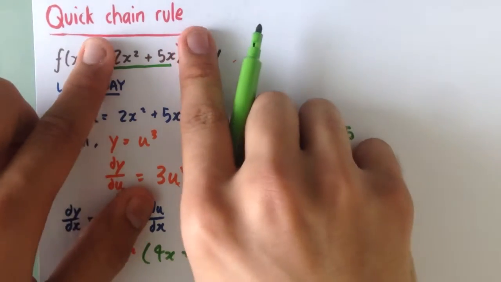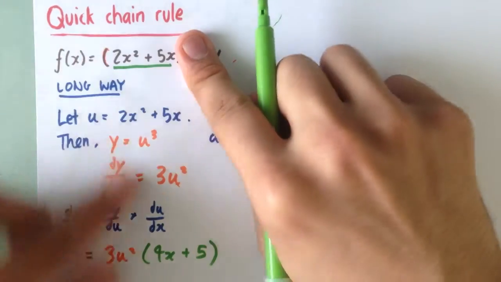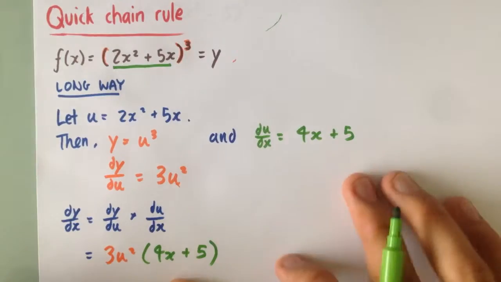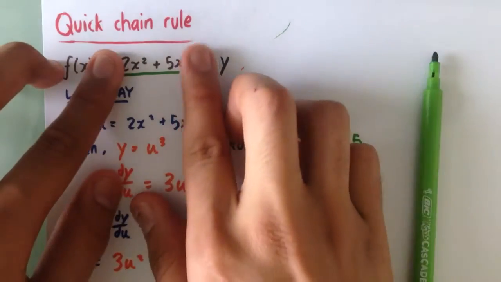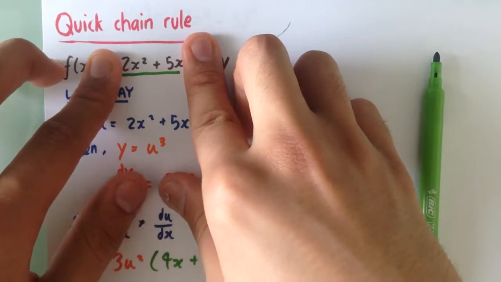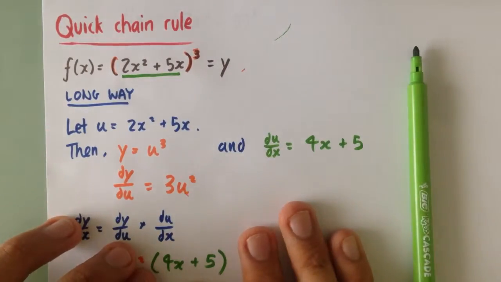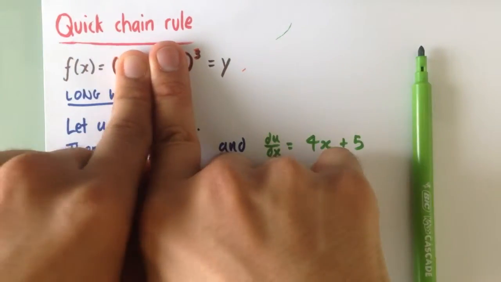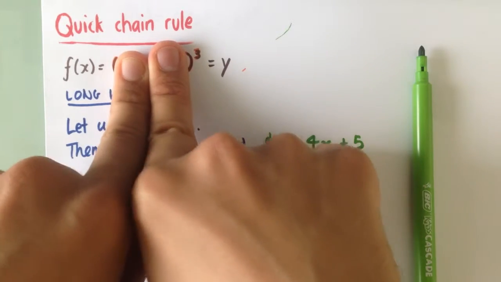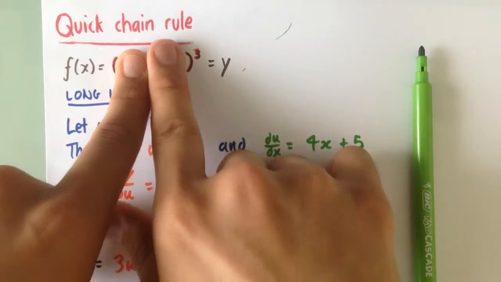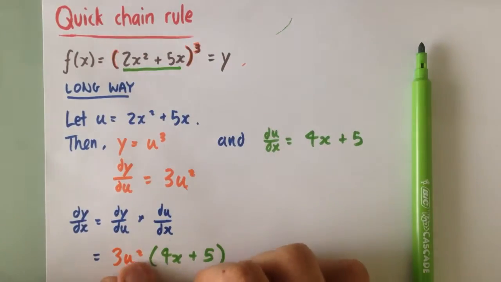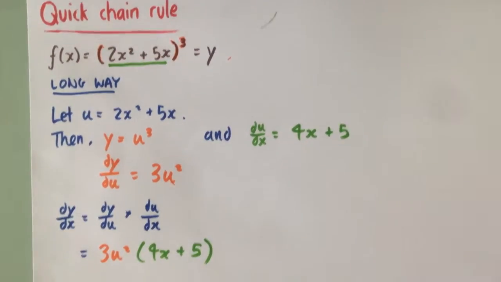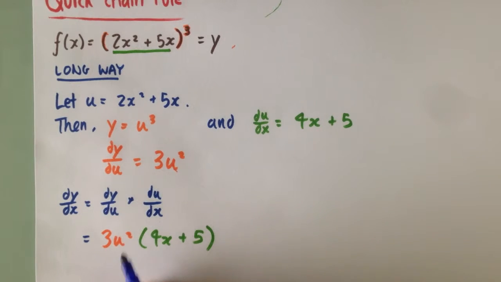So the derivative of 2x squared plus 5x is 4x plus 5. So that's basically what we're doing when we're doing the chain rule: we're taking the derivative of the inside, which is 4x plus 5, times the derivative of the outside, pretending that nothing is inside. So the derivative of something cubed is 3 times that something squared.